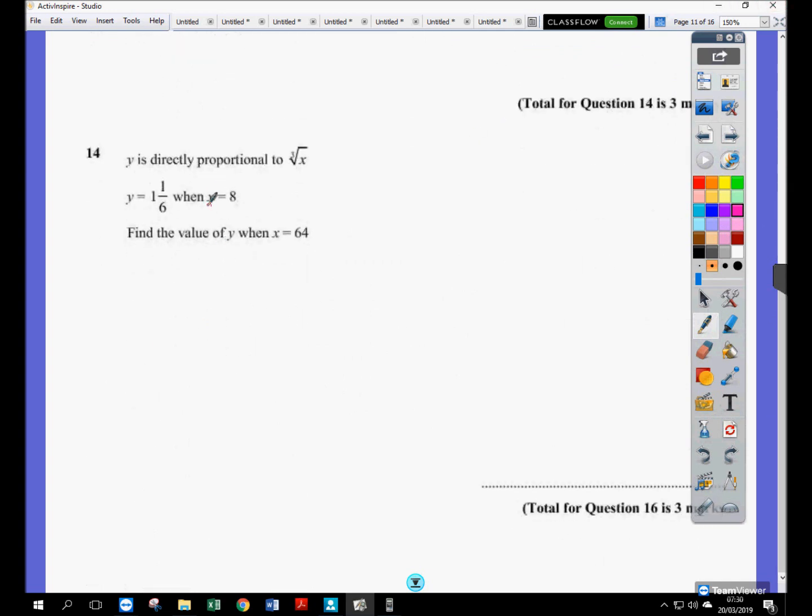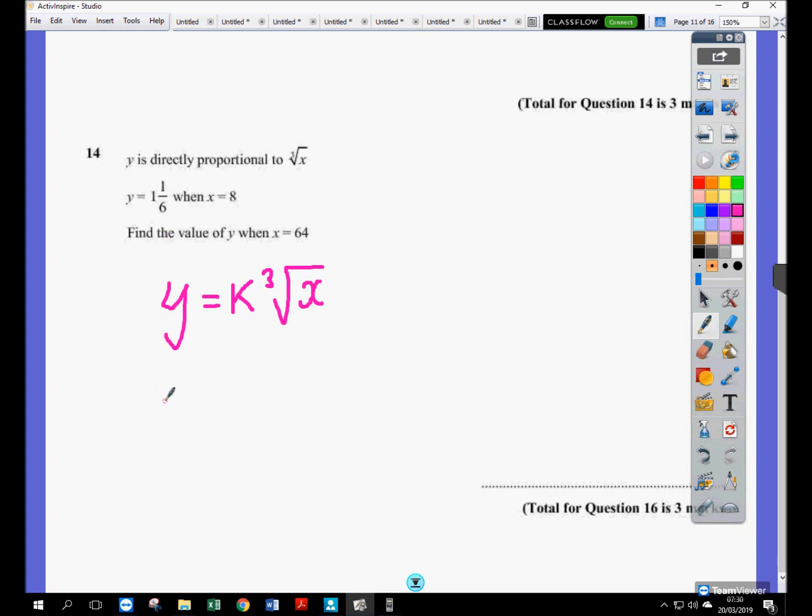Next one. Y is directly proportional to the cube root of x. So I start off with y equals k times the cube root of x. All I need to do now is work out the value of k. And I can do that by substituting into this formula.